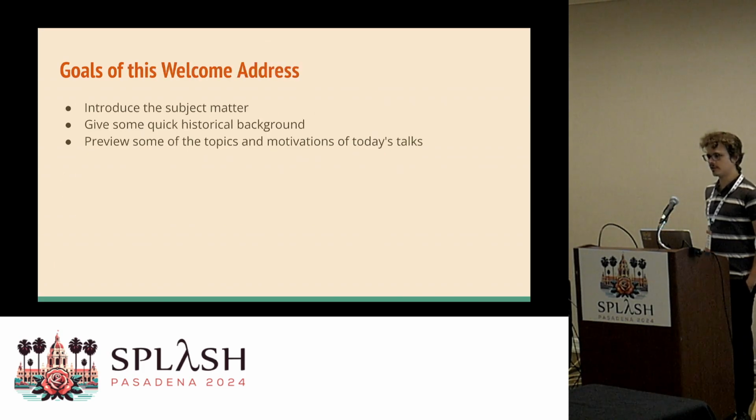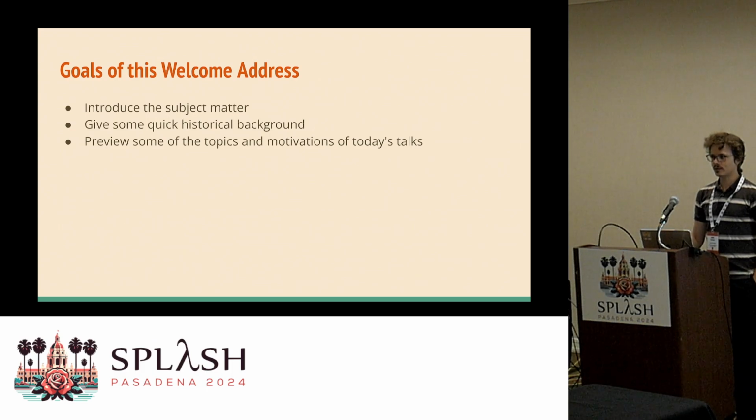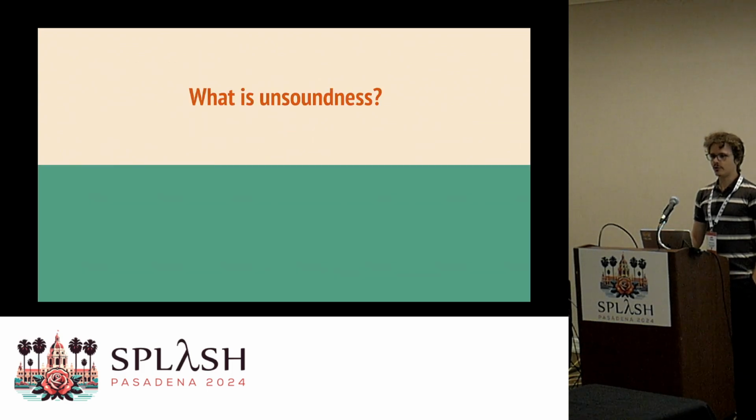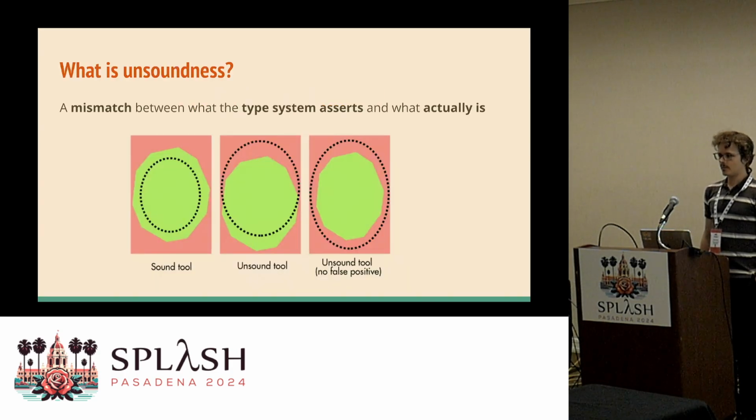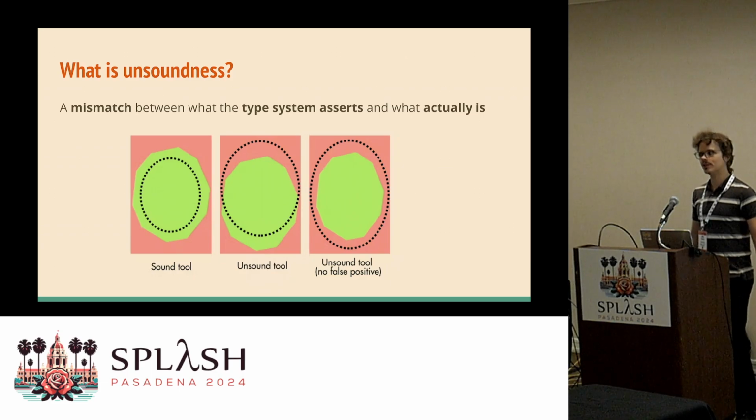So in this welcome, I will just quickly introduce the subject matter, give some historical background, and a preview of today's talks. Okay, so first of all, what is unsoundness? It's good to be clear about what we mean here. What I think is a good way of describing it is that it's a mismatch between what the type system of a tool, or what guarantees a tool is supposed to give you, and what actually happens in a real system at runtime, for example, right?